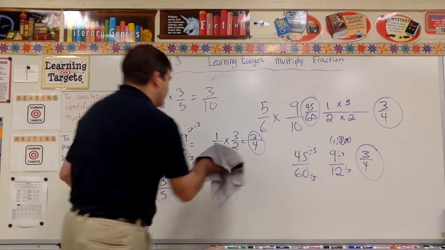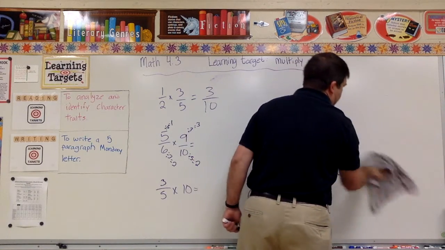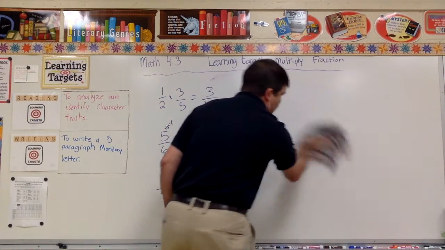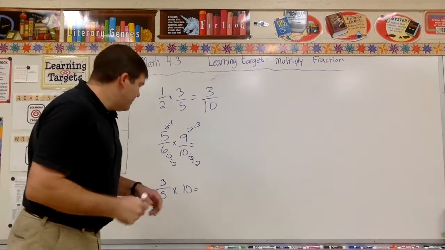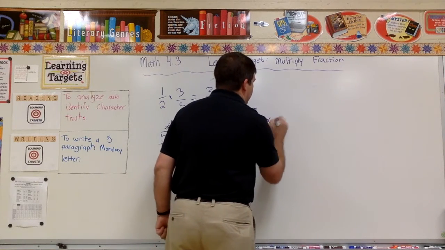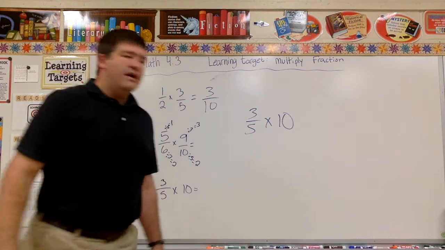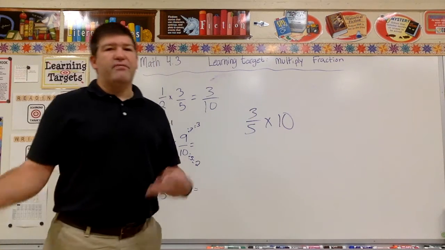Let's do one more, and then you will be all set to go on to the guided practice and the independent practice and extra practice and so forth. Okay? So 3/5 times 10. 3/5 times 10. Okay. Now, multiplication, I like to multiply fraction by fraction.